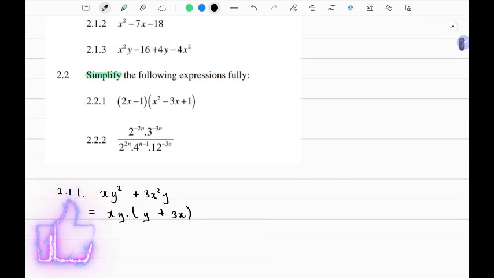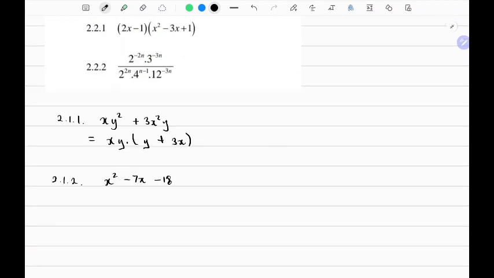So moving on to 2.1.2, we have a quadratic expression, x squared minus 7x minus 18. So when we factorize quadratic expressions, we usually have two factors. So we open up two brackets, x and x. Now what you need to remember is that the numbers that you choose, their product should give you negative 18 and their sum should give you negative 7.